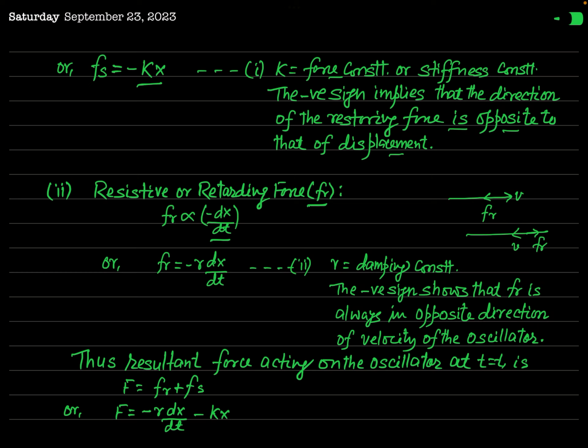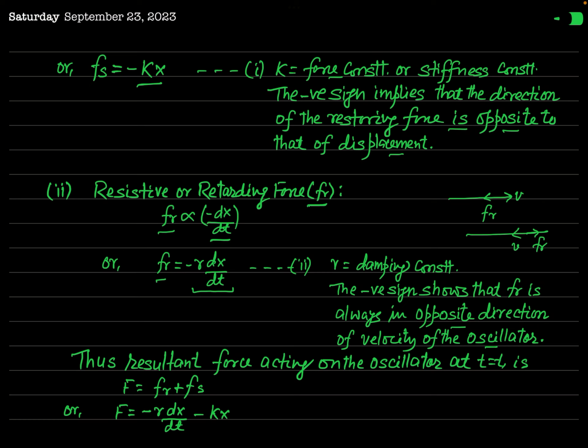So we write Fr is proportional to minus dx by dt. And here you can write Fr equal to minus r times dx by dt. Here r is the proportionality constant, which is called damping constant or resistive constant. And the significance of the minus sign, I have already told you, is that this minus sign shows that Fr is always in the opposite direction of the velocity of the oscillator. So these are the two forces acting on our oscillator at any time t.